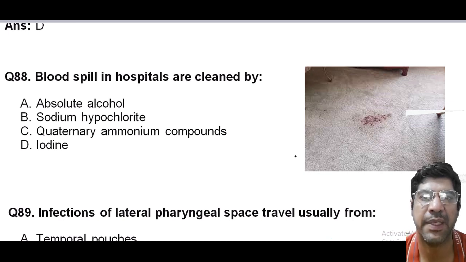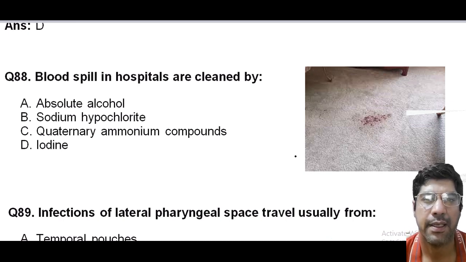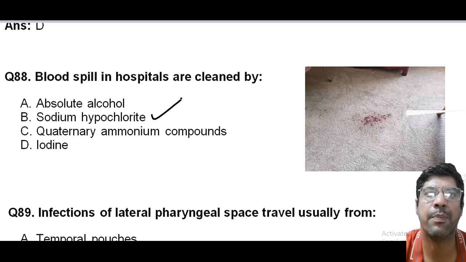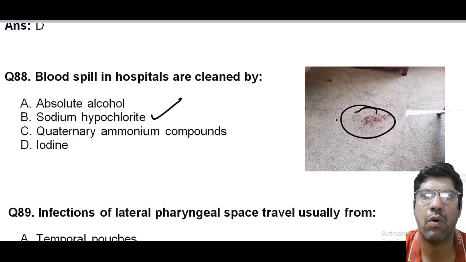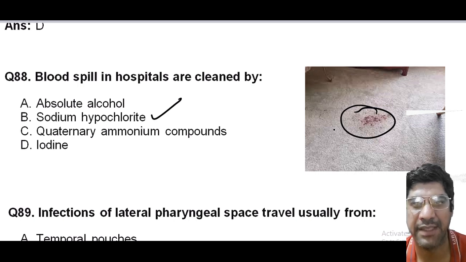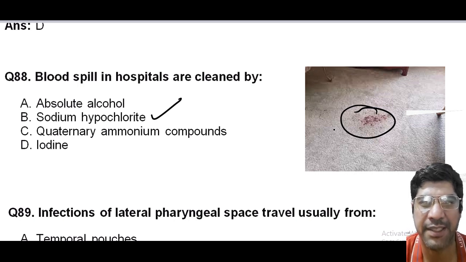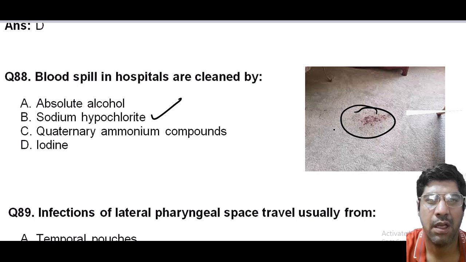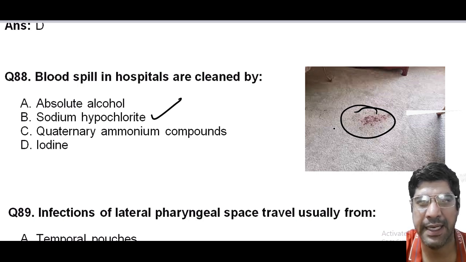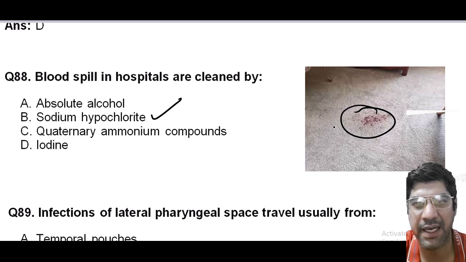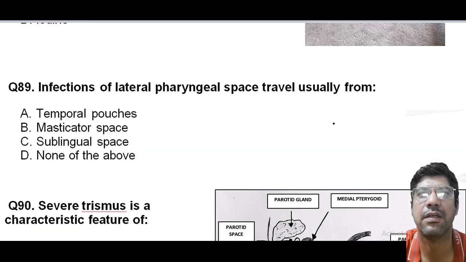Blood spills in the hospital are cleaned by using sodium hypochlorite. It is effective against various viruses like hepatitis B virus, and it is a chlorine releasing disinfectant. So it is effective against a broad spectrum of pathogens including viruses.